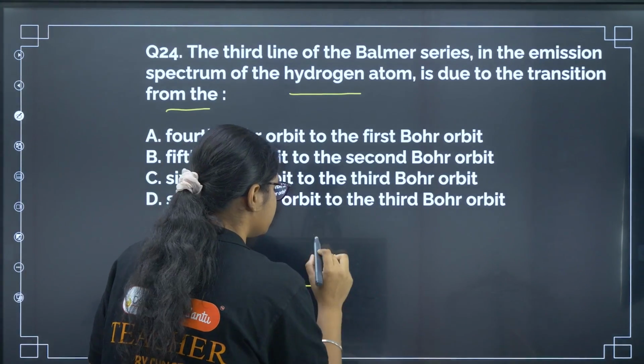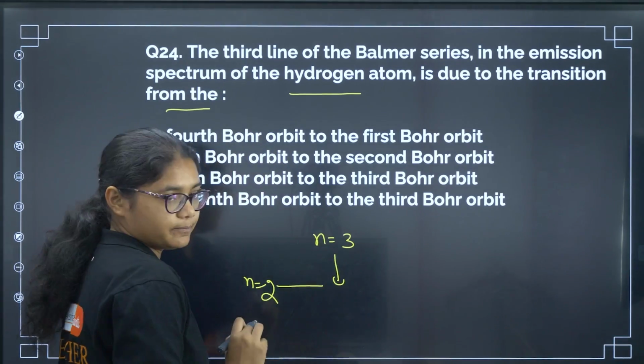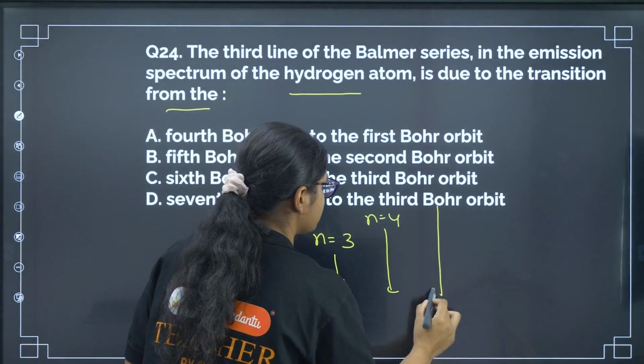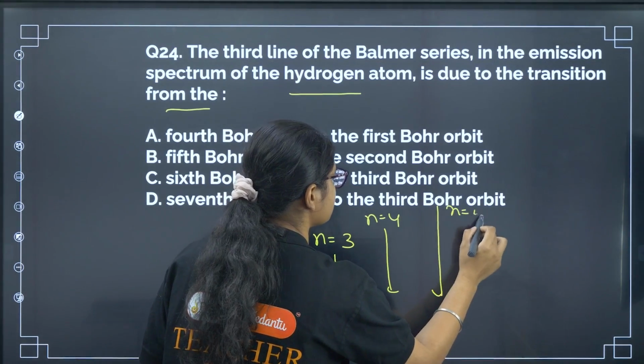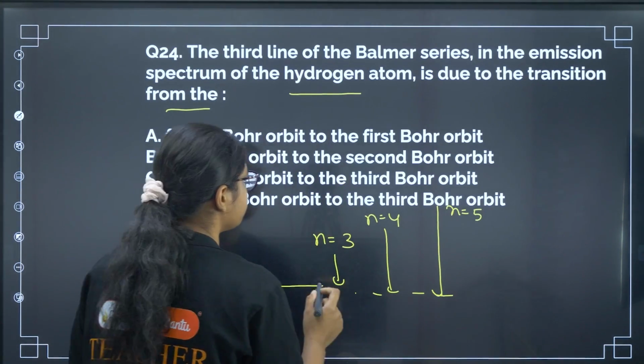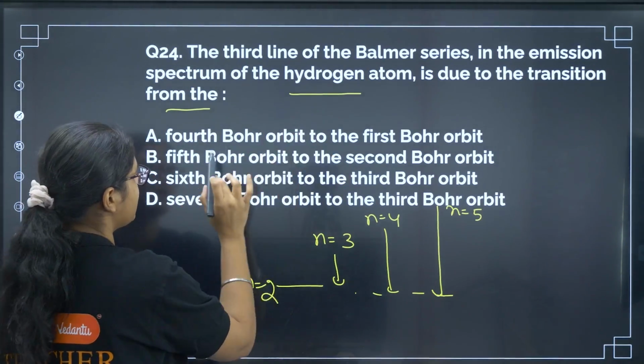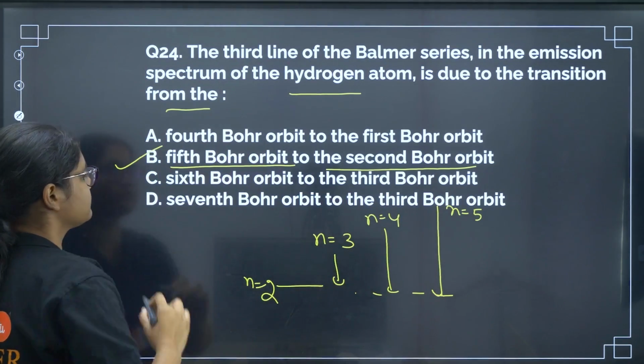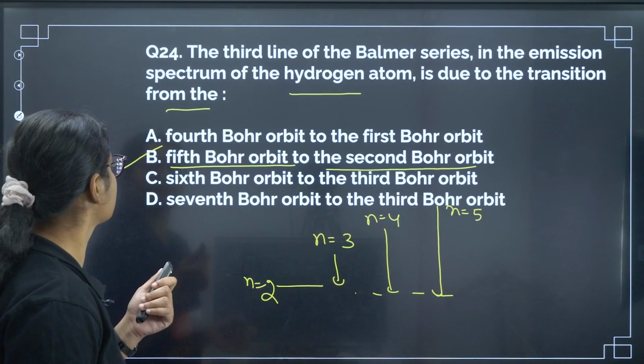First line will come when the transition is from n is equal to 3. Second line will come when the transition is from n is equal to 4. And the third line will come when the transition is from n is equal to 5. So we will get the third line from 5th Bohr orbit to the 2nd Bohr orbit. Okay, correct answer for this question is option number B.